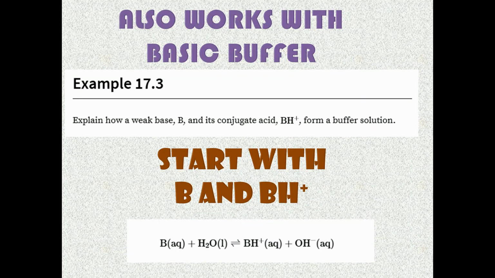So it says it works with a basic buffer. Of course it does. Why would it make a difference if it was a base or an acid? Because in both cases, we have conjugates. As long as I have two conjugates, it's going to do exactly the same thing. It's just I'm going to have the conjugate and OH minus versus the conjugate and H plus. But adding acid would react with that OH minus. Adding base would increase my OH minus, and each way would shift my equilibrium.